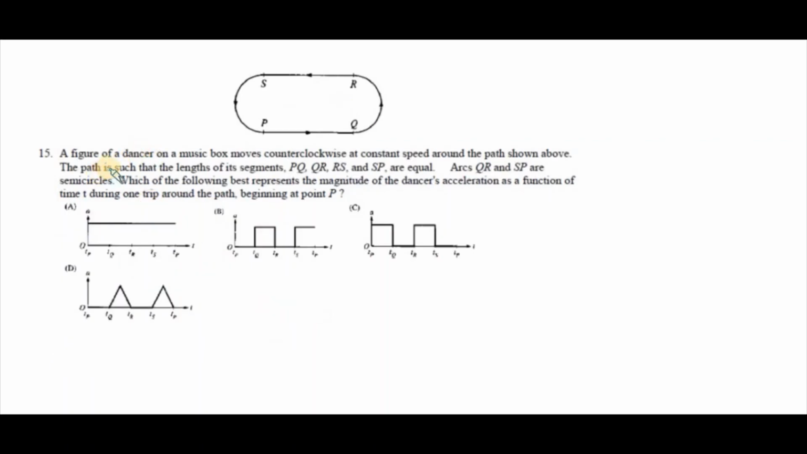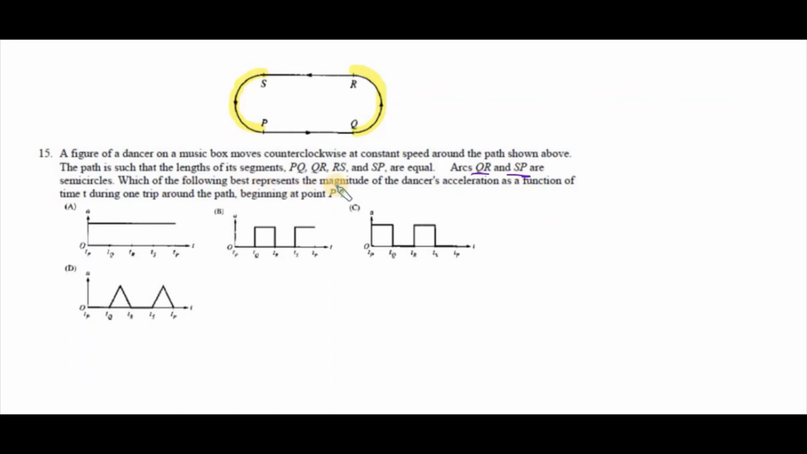Here a figure is given of a dancer on a music box moving counterclockwise at constant speed around the path shown above. The path is such that the lengths of its segments PQ, QR, RS and SP are equal. Arcs QR and SP are semicircles. So QR and SP are the semicircular paths.